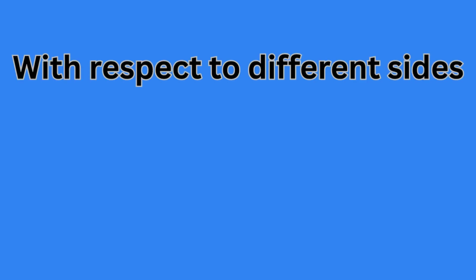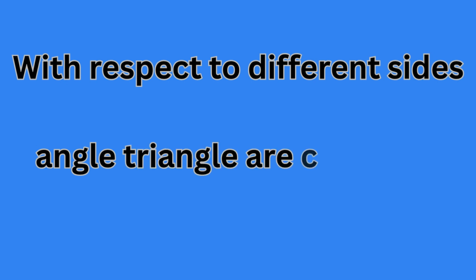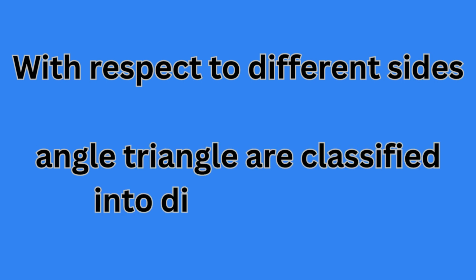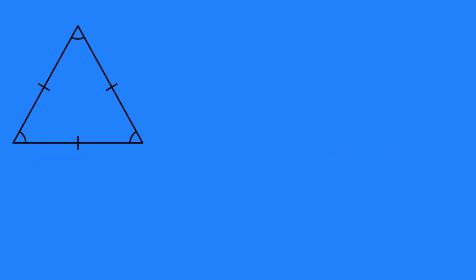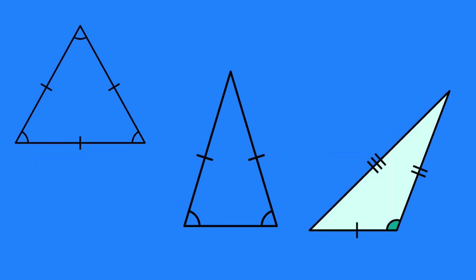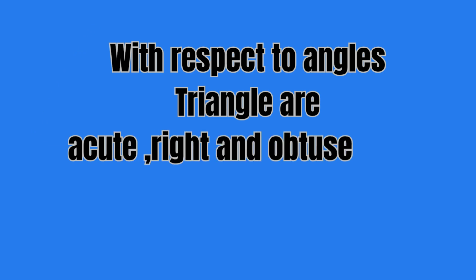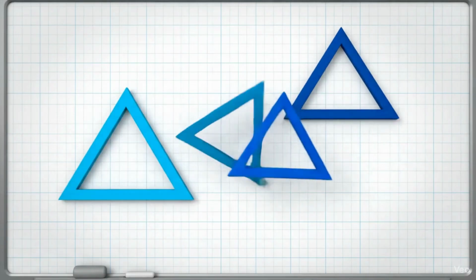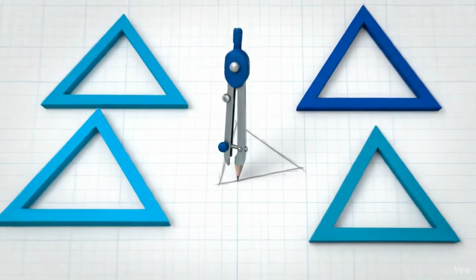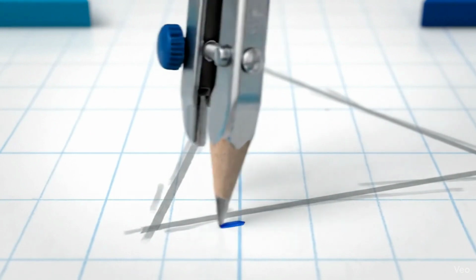Now depending on the sides and angles, triangles can be of different types. With respect to its sides: equilateral, isosceles, scalene triangle. And with respect to angles, the triangles are acute, right and obtuse. In the series on triangle, each type of triangle will be described separately, including all properties.